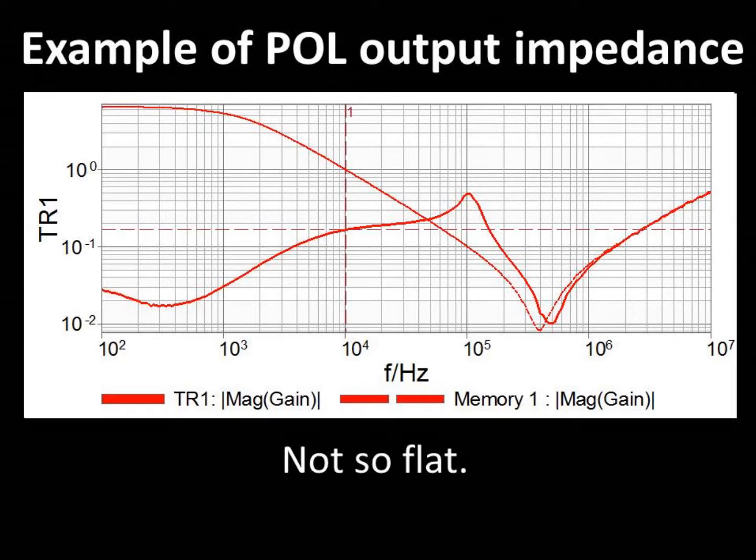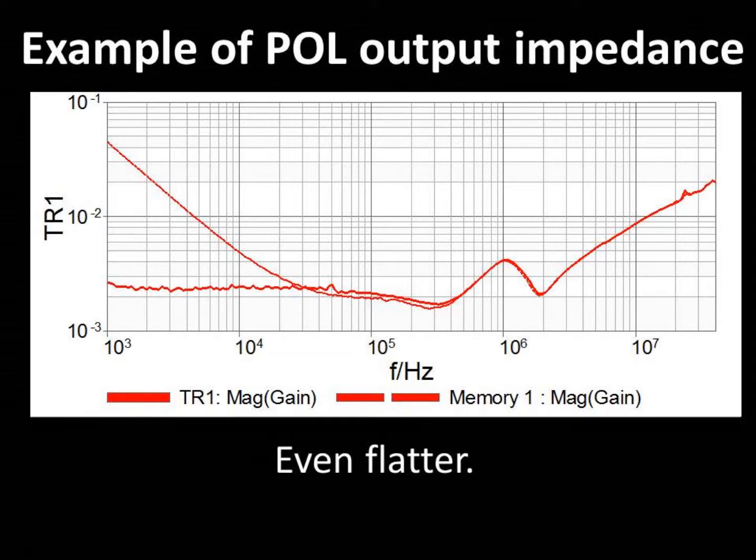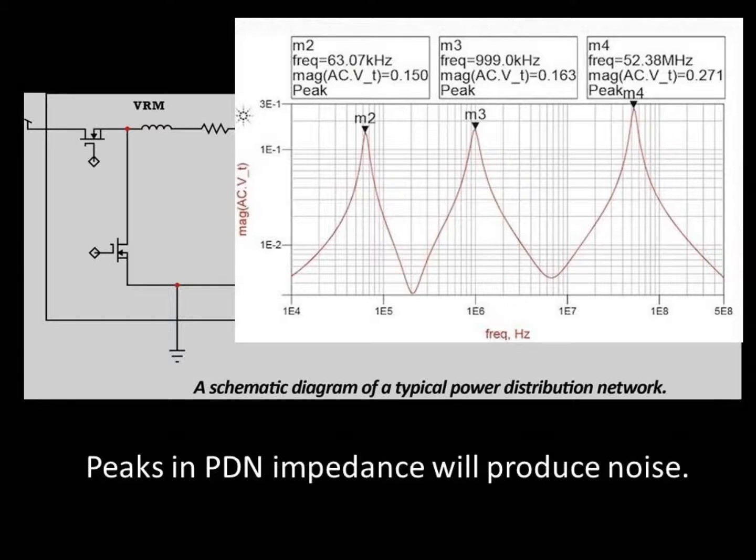Here's an example of a point-of-load regulator whose output impedance profile is not so flat. Notice that the profile changes from the off state shown by the dotted line to the on state shown by the solid line. The impedance curve for this point-of-load regulator is much flatter. And this POL's output impedance is flatter still, but as we'll see shortly, the impedance also needs to be flat at the right magnitude. As I said before, discontinuities or peaks in the impedance versus frequency curve of a PDN will result in noise signals.